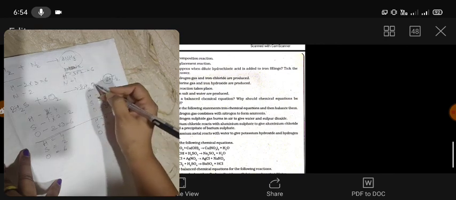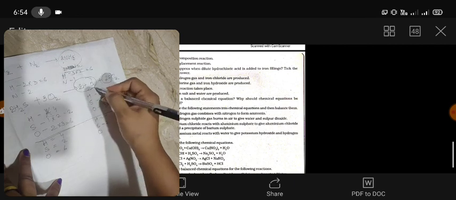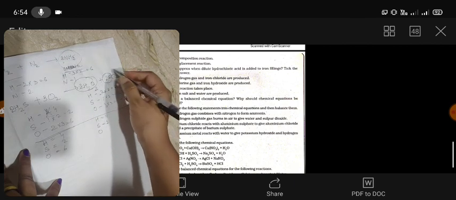So now let's check. Hydrogen 4, sulfur 2, oxygen 6. On this side, hydrogen 4, sulfur 2 and oxygen. Here 2 oxygen from this side and 2 2s are 4 from this side. 4 plus 2, 6. So now it is balanced equation.